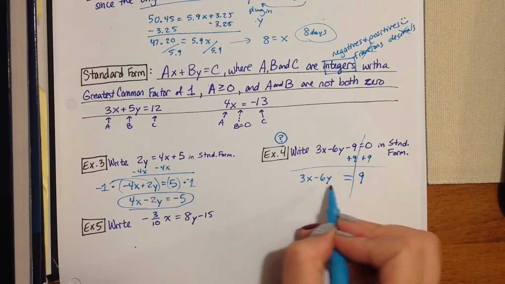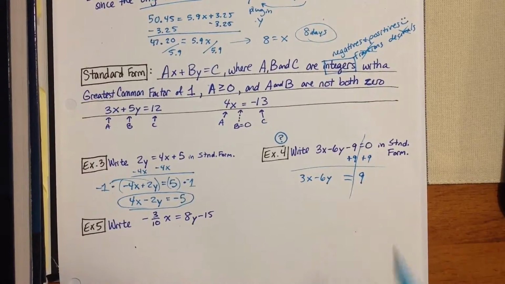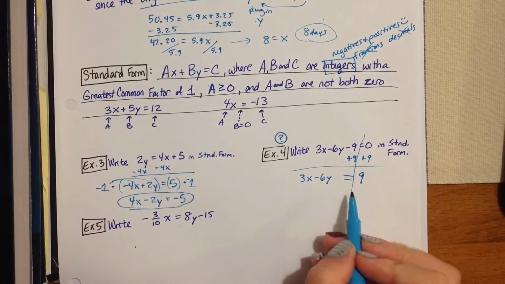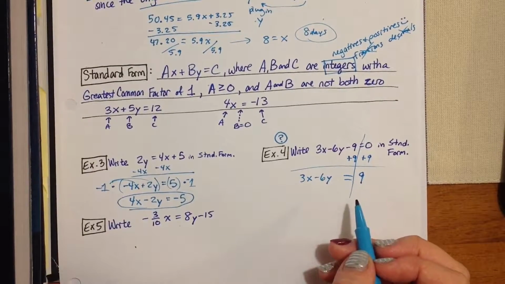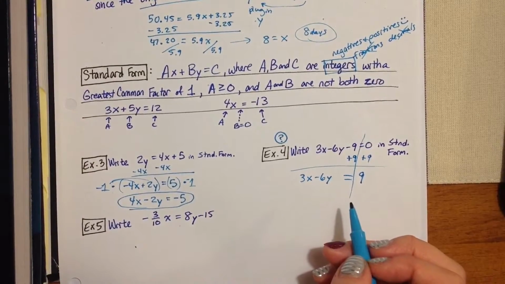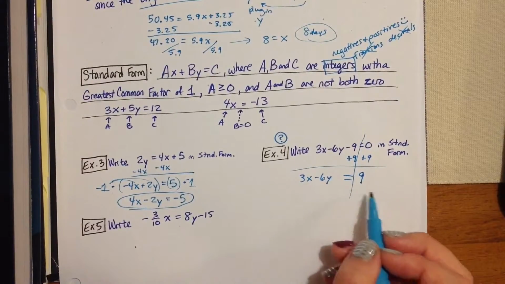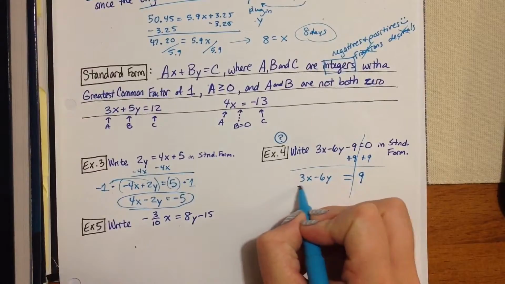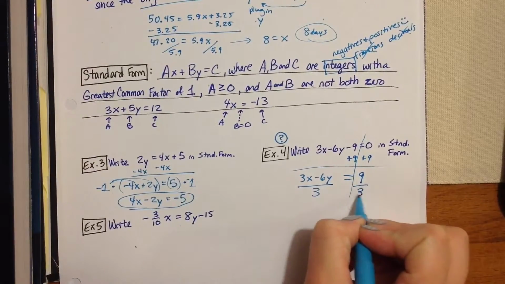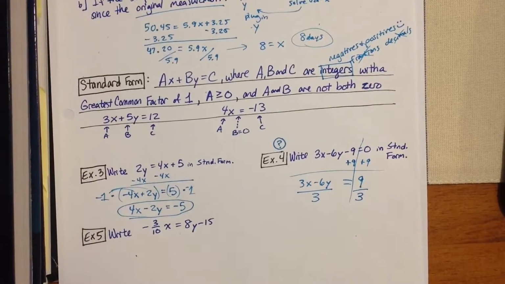I see that I don't have both of these being 0. That's good. However, I see that 3, 6, and 9 all have a common factor of 3. So I'm going to divide out that 3 and cancel it away. Because remember, I can do anything I want to both sides of the equation. So if I divide this by 3 on both sides, I like to use another color for this one.